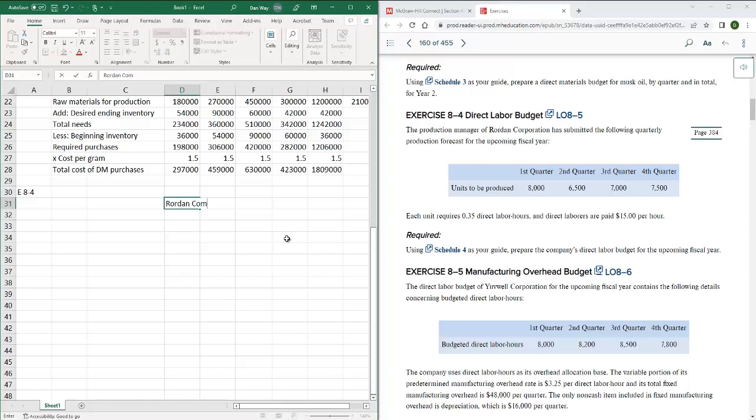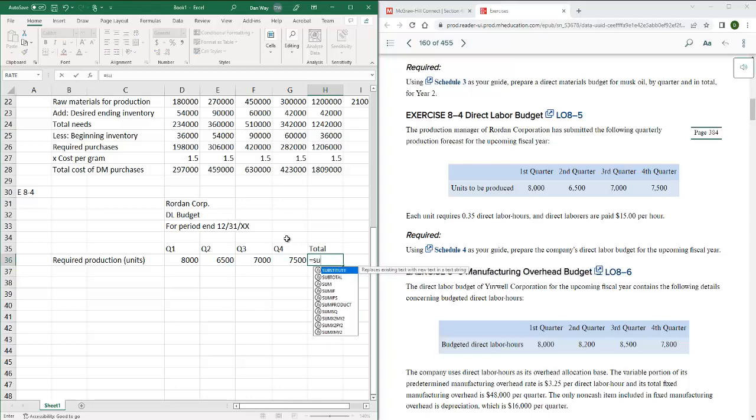So we are Rorden Co. This is our direct labor budget, and this is for period end 12/31, whatever year. So we've got Q1, Q2, Q3, Q4, and then this full year summation. We're starting with our required production, or units to be produced. We know that to be from our production budget, 8,000, 6,500, 7,000, 7,500, for a total throughout the year, the sum of those four, of 29,000 units.